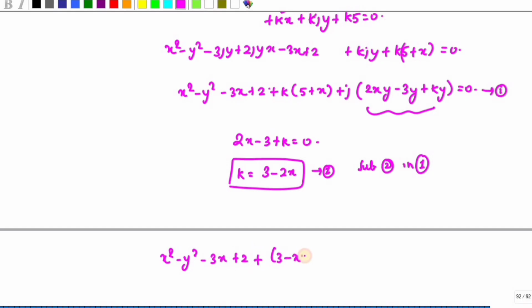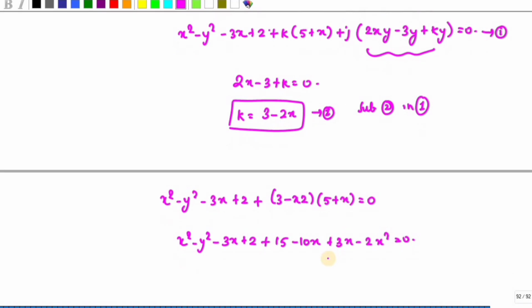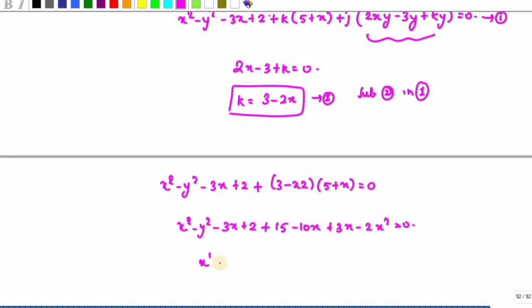So you multiply these two terms, right? So I will get x square minus y square minus 3x plus 2 plus 15 minus 10x plus 3x minus 2x square is equal to 0. So here 3x and minus 3x get cancelled out. So x square minus 2x square, it becomes minus x square, right? So minus x square minus y square plus 17 minus 10x is equal to 0.